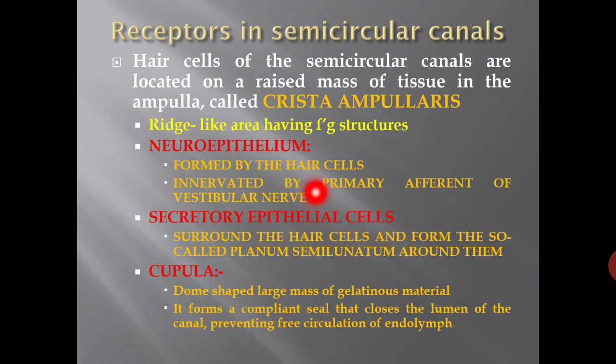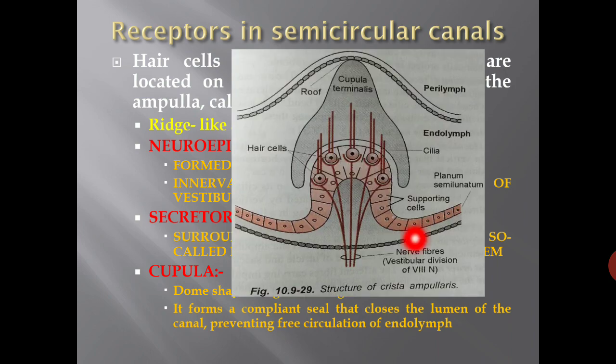So the neuroepithelium is formed by hair cells innervated by primary afferents of the vestibular nerve. Secretory epithelial cells surround the hair cells and form the so-called planum semilunatum around them. Okay, so this is the planum semilunatum, and this is the neuroepithelial cell.